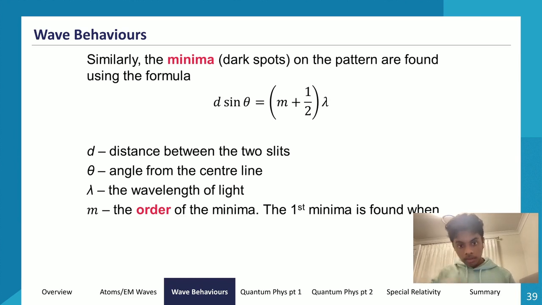So again, the distance between the two slits is d. Theta is equal to the angle from the center line. Lambda is equal to the wavelength of the light that we're shining. m is equal to the order of the minima. So the first minima is found when m is equal to a half. So m is equal to 0 is when the first minima is found. m is equal to 1 is where the second minima is found, and so on and so forth.